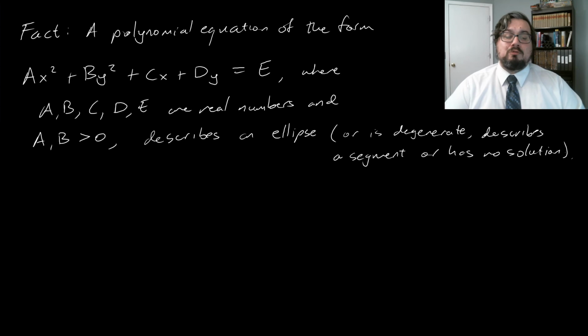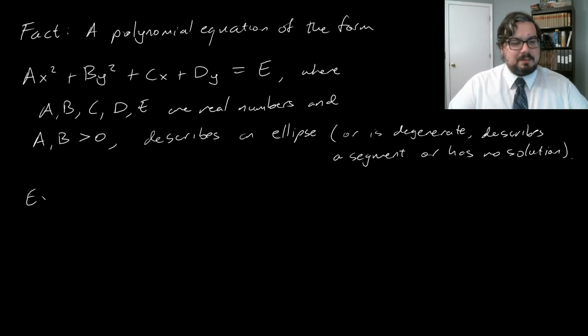Now, a parabola is one like this, but where one of a and b is 0. A parabola is described when you've got an equation that looks like this, but either a is 0 or b is 0, and that gives you parabolas that are either oriented to the left or the right. If one of a and b is negative, then in fact you get a hyperbola, which is another kind of conic section. But if a and b are both positive, then what we have is an ellipse.